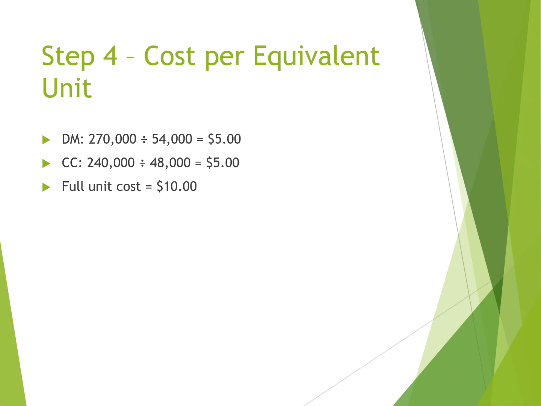Therefore, it's simple. We divide cost by equivalent units to find the cost per unit of work. Materials: $270,000 divided by 54,000 EU, which is $5 per EU. Conversion is $240,000 divided by 48,000 EU, which is $5 per EU. And so a fully completed candle carries $10 of cost, 5 for materials, 5 for conversion.